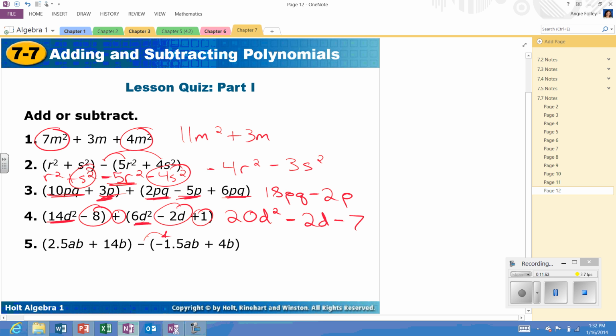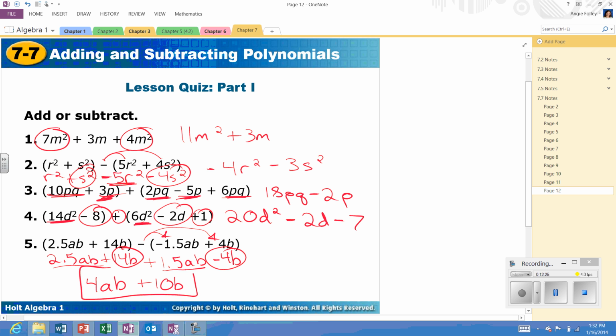Okay, on this last one, I'm going to distribute the negative sign, so I have a positive 1.5 AB minus 4B. I'm going to keep these the same. So 1.5 AB and 2.5 AB, remember I say kind of think of money. If I have $2.50 plus $1.50, that's going to be $4, and we've got to keep the AB. And then I've got 14B minus 4B, so that becomes 10B.